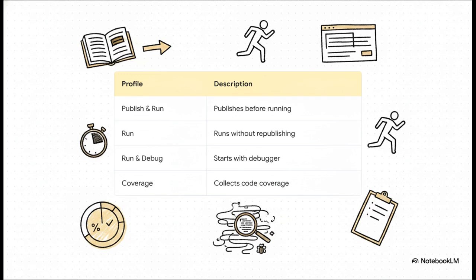Now, when things get a bit tricky, use Run and Debug. That publishes the project and attaches the debugger so you can manually step through your code line by line. And finally, the Coverage Procedure Profile. That one runs your selected tests and actively collects procedure-level code coverage, which is super useful.